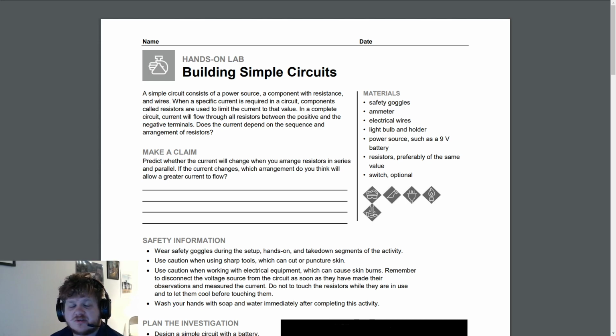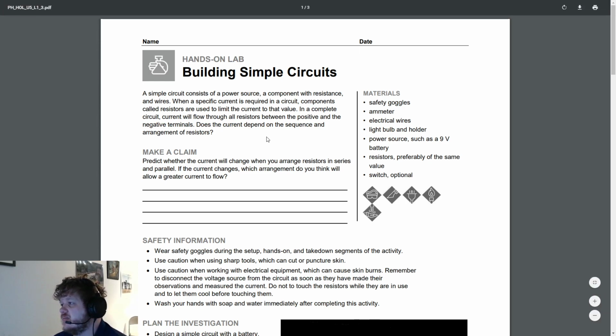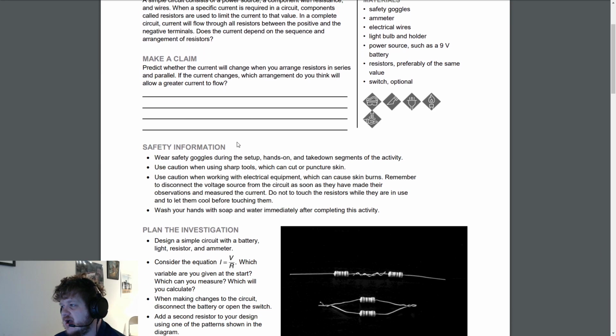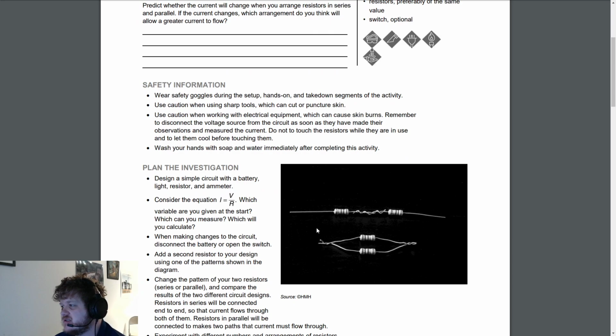First, I'm going to go over the worksheet, and by worksheet I mean just the lab instructions for it, and then we're going to dive into the virtual lab construction kit and see how that works. With this lab, you're going to be creating a simple circuit which will utilize some resistors in series and parallel.